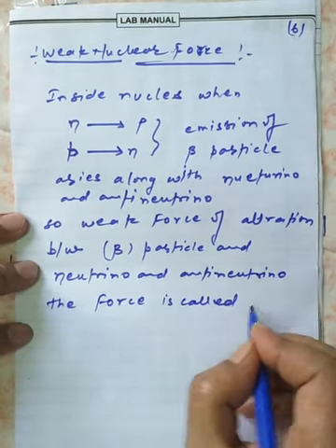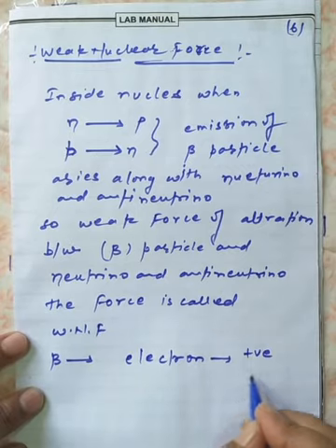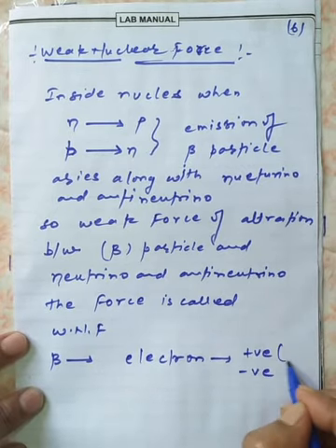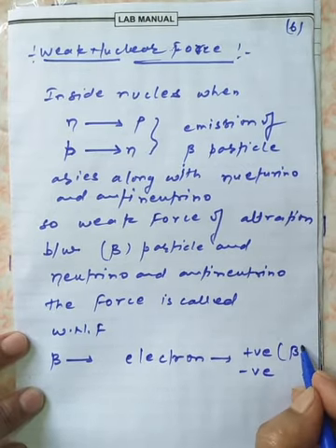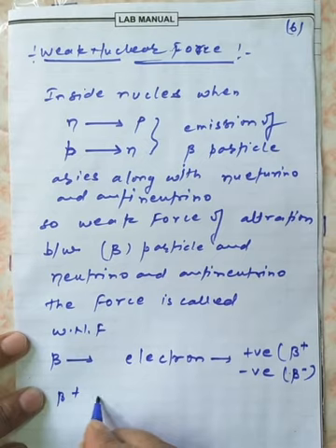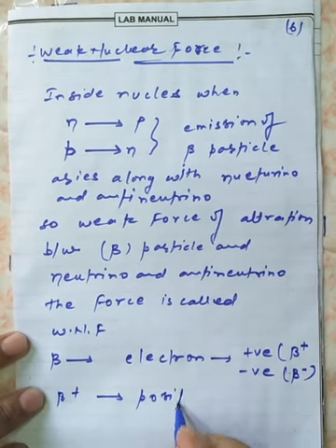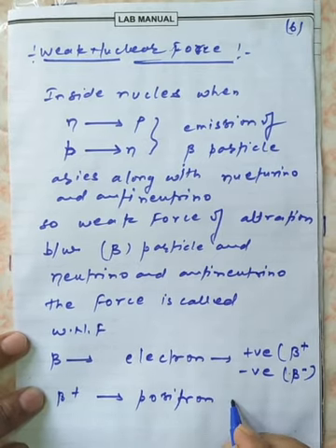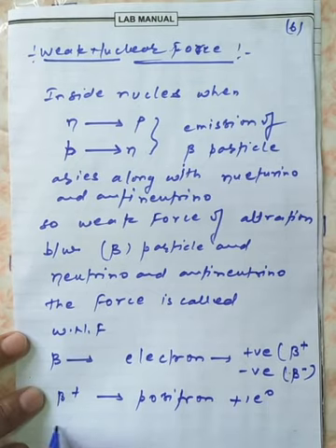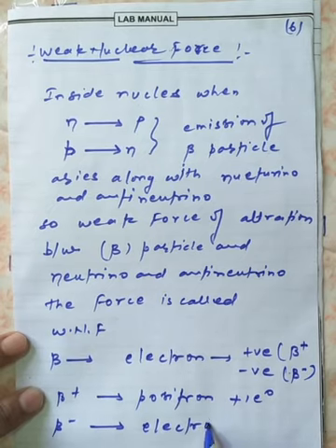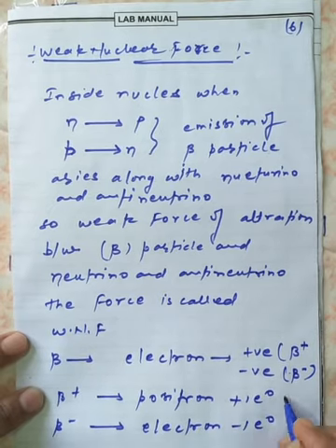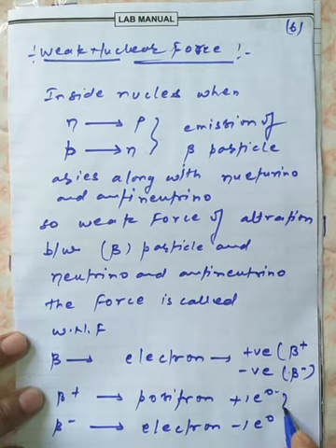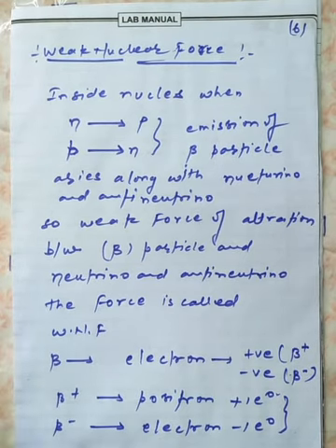Beta particle means electron. Electron can be positive, electron can be negative. So we have two basic particles, beta plus and beta minus. Beta plus is called the positron, that is +1 e 0, and beta minus is called the electron, -1 e 0. This is the atomic mass and that is the atomic number. So this is a general explanation of the weak nuclear force.